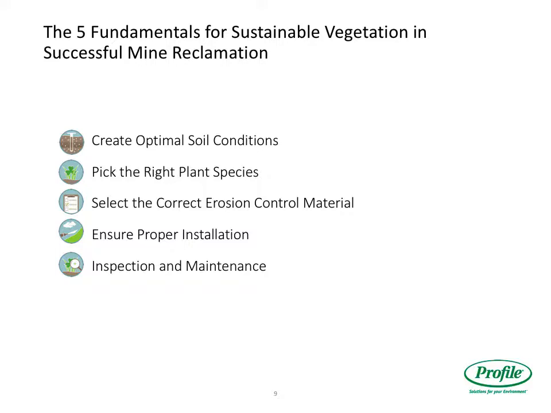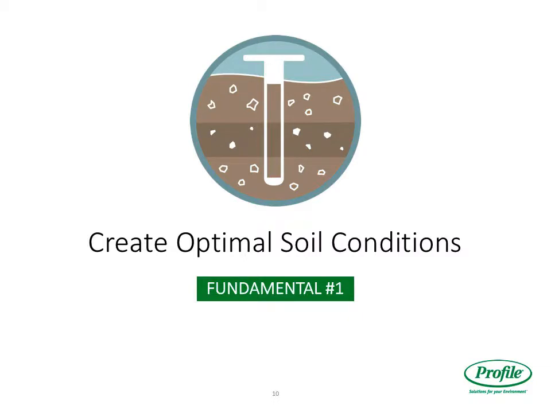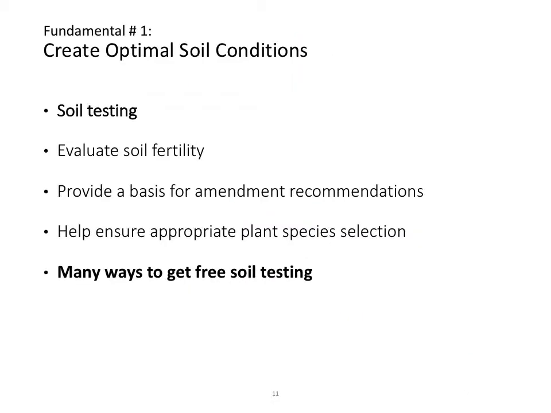So jumping into the 5 fundamentals. You want to start with creating your optimal soil conditions, kind of like Brent mentioned. We want to pick the right plant species, select the right erosion control materials, and ensure that they're installed properly, and inspection and maintenance. So going into the first one, it all starts with your soil testing. This gives us a measure of soil fertility, also provides a basis for amendments. You might need to adjust the pH or other issues with the soil. Helps ensure the appropriate plant species selection.